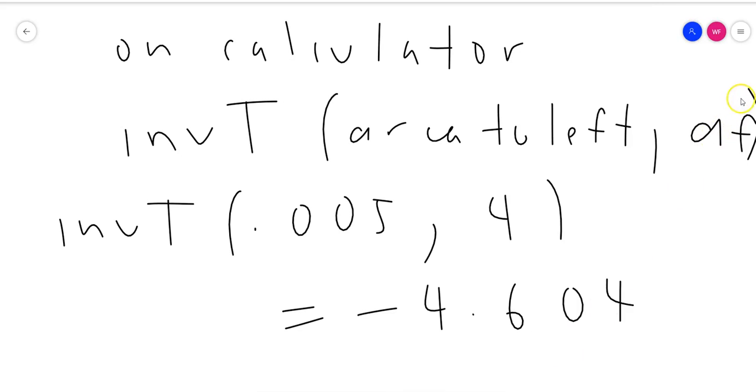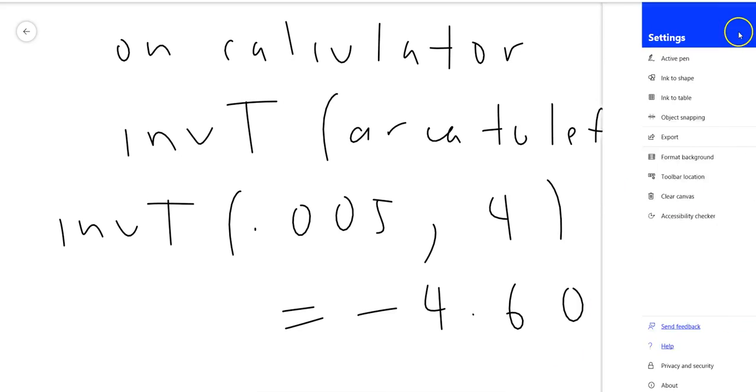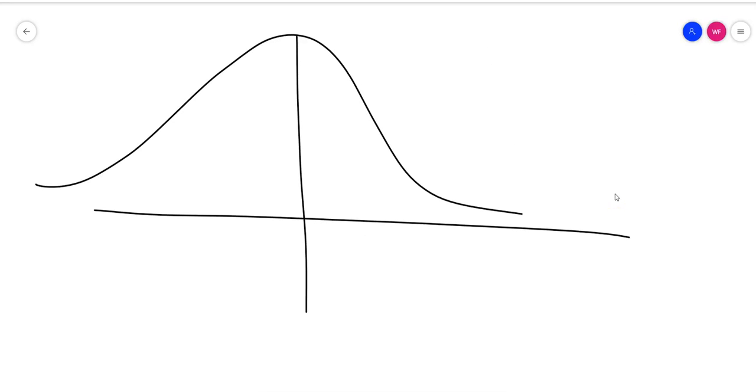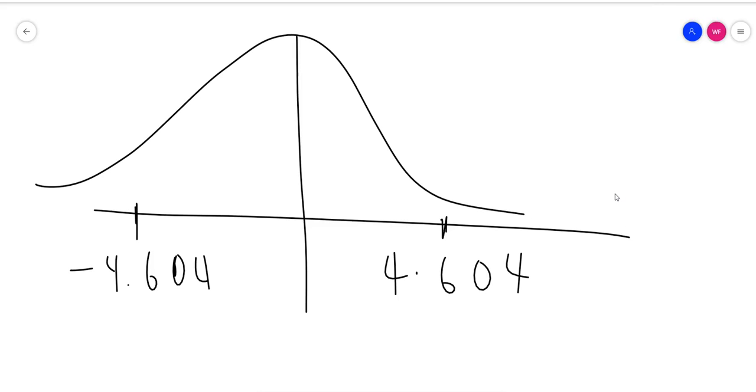Let me just remind you what that chart looked like. So if I clear this, remember that the critical values were symmetric. Here was one of them, here's the other one. So this one that we found, here's the minus 4.604. And then the other one, the graph is symmetric. This would be plus 4.604. And that would be the answer that they're asking for, the critical values in the homework question.